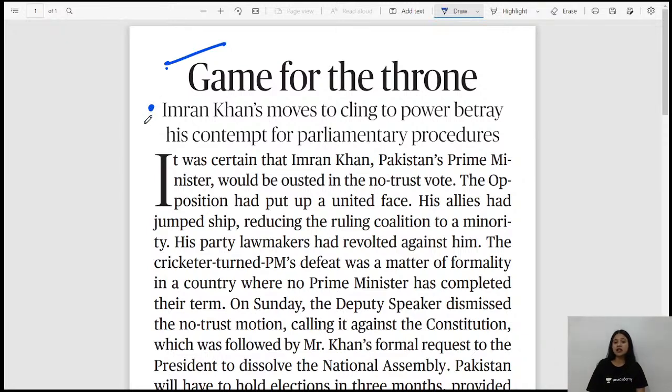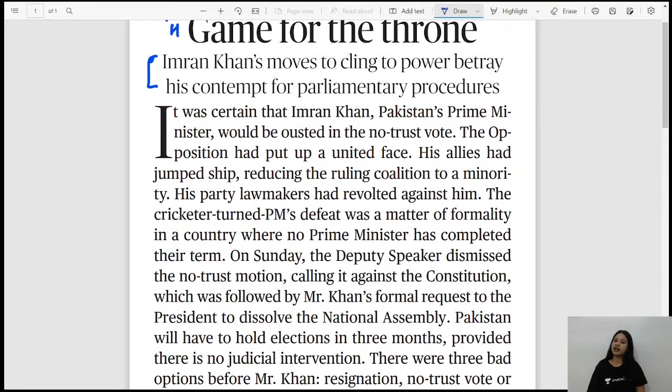Now, Imran Khan's moves to cling to power betray his contempt for parliamentary procedures. This is the subheading that we are getting. So this is the heading. This is the subheading. We don't get a lot of information from the subheading. The only information you get from the subheading is that Imran Khan has become power hungry, and he's trying different techniques to stay in power. Even if he's trying to mold the constitution of parliament, he's trying to mold the parliamentary process, he doesn't care.